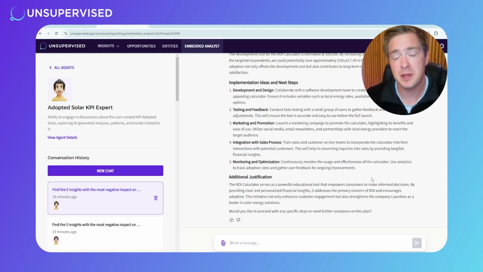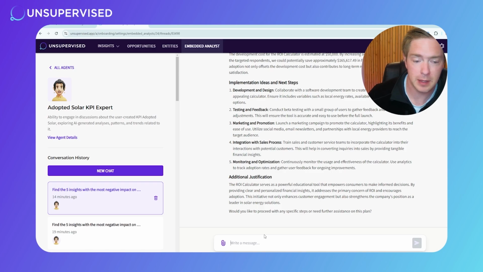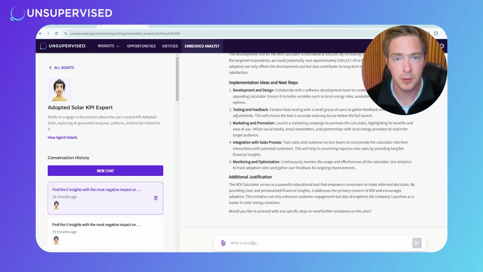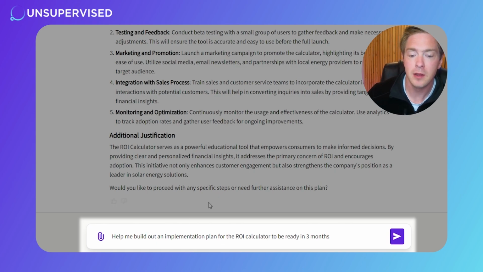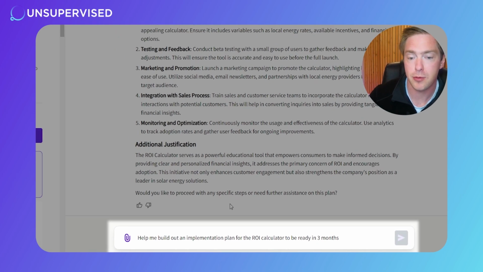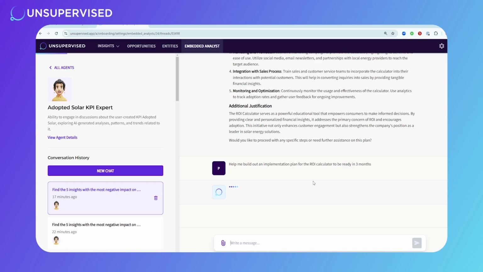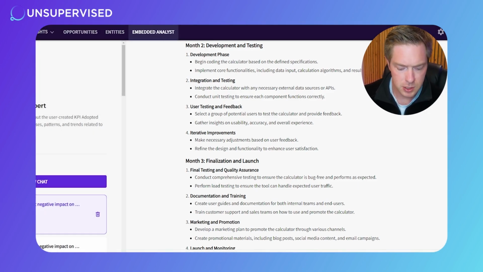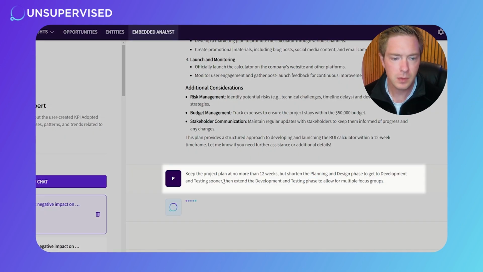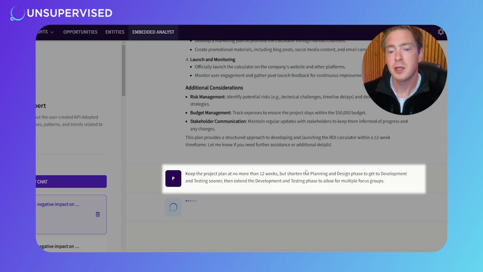Now that I feel good about my business case, I'm going to come back to building out my implementation plan, and the analyst can help me with that as well. So the command I'll give it is, help me build out an implementation plan for the ROI calculator to be ready in 3 months. This implementation plan is looking pretty good. I just want to make a couple tweaks to it to do some more development and testing. So I'll tell the analyst, keep the project plan at no more than 12 weeks, but shorten planning and design phase so I can get to development and testing sooner and stay in that phase for longer so I can get some focus groups in.